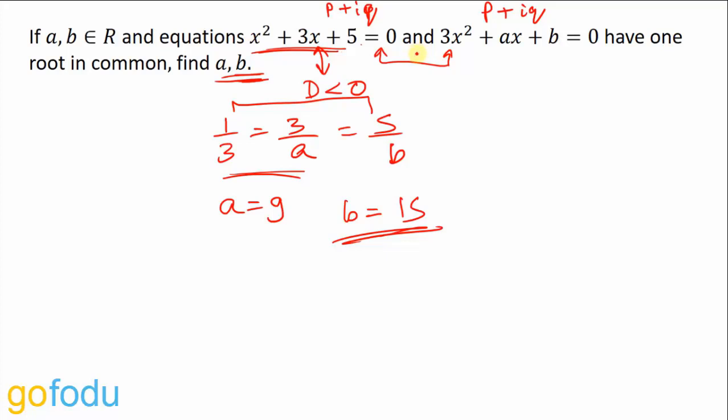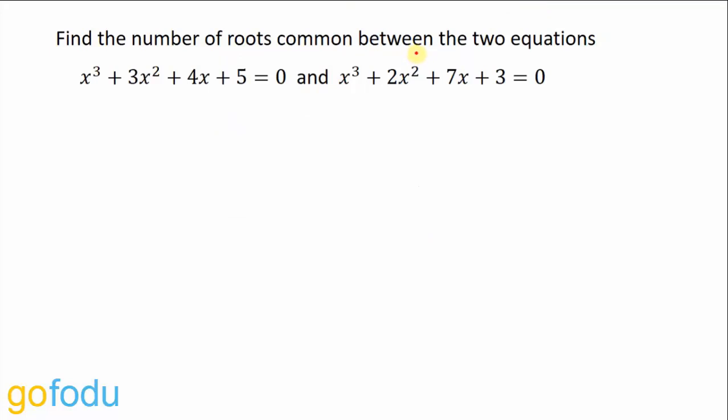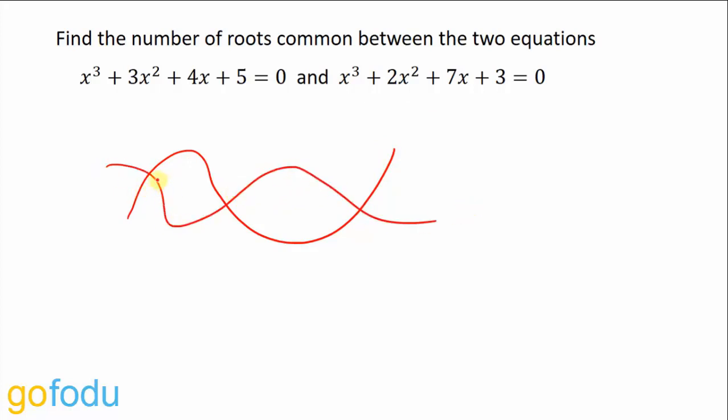Okay. Last but not the least, find the number of roots common between these two equations. Let's say this first equation has a graph something like this and this second equation has a graph like this. At these points, the two equations are becoming equal. At these points, the two graphs are intersecting, right? The two equations are becoming equal. So if I simply equate these two equations, I am going to get these 3 points. Let's find these points first.